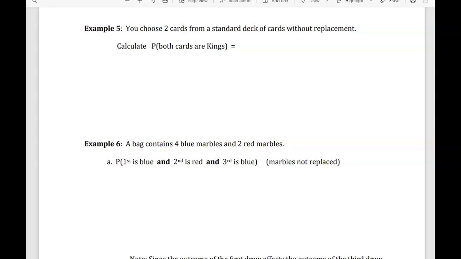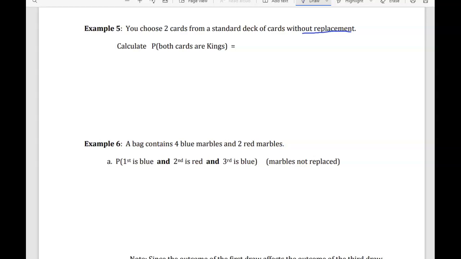Let's continue with some examples of multiplication. What we're going to look at here is choosing two cards from a standard deck, and we're not going to replace them. So when you do not replace the cards, you have to pay attention to the fact that you drew one card out on the first draw.